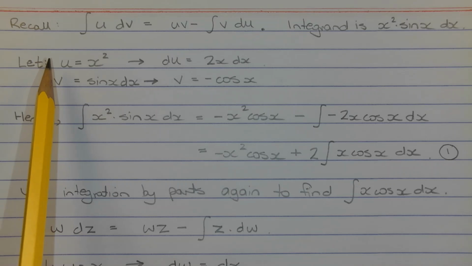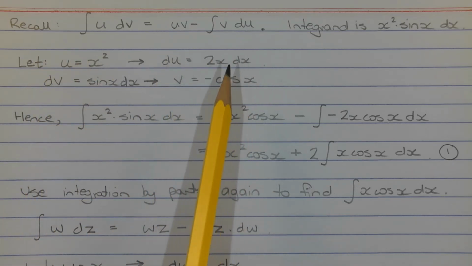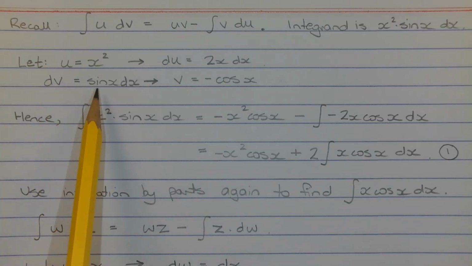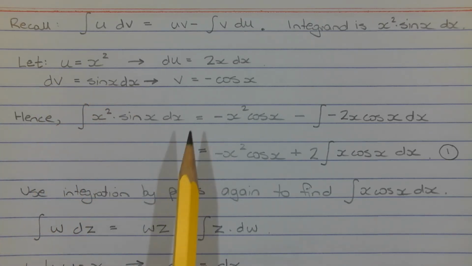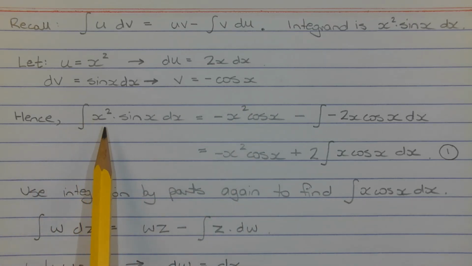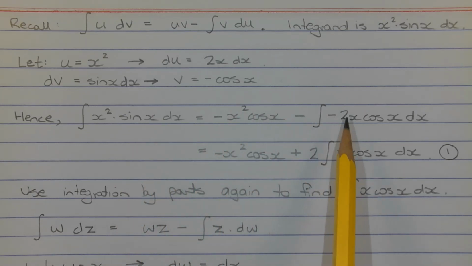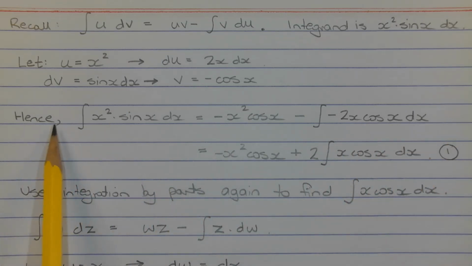So differentiating u with respect to x, we get du is equal to 2x dx. The power of x here is now 1. And let dv equal sin x dx, and by integration, v is equal to negative cos x. Hence, the integral of x squared times sin x dx is equal to negative x squared times cos x minus the integral of negative 2x cos x dx. This is our first application of integration by parts.